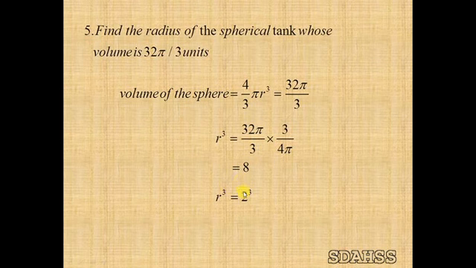Which is equal to 8 can be written as 2 cube. R cube is equal to 2 cube. Taking cube root on both sides, so r is equal to 2 units. So the radius of the spherical tank is 2 units.